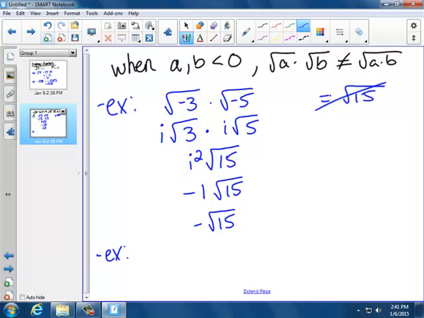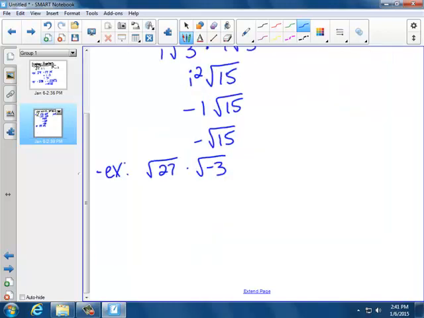Let's do one more of these. How about the square root of 27 times the square root of -3? 27 has a perfect square in there. That's 9 times 3, so this is 3 root 3 times, pull the negative out as an i, i root 3. So right now I have 3i root 9, which is 3. 3 times 3 is 9i.